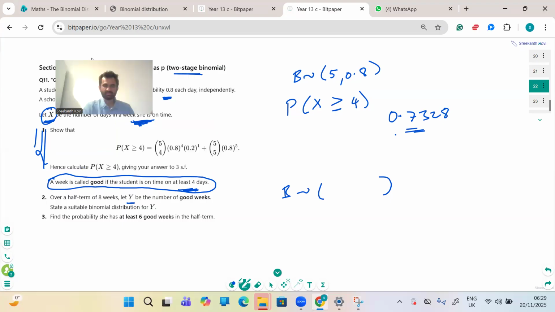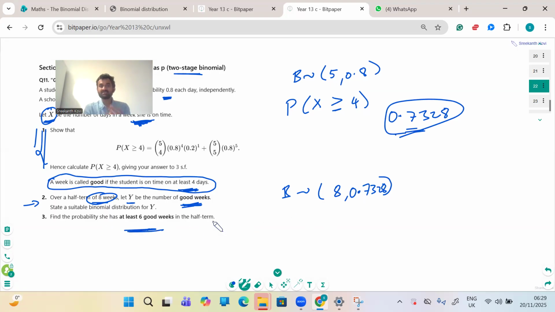Now we go to the next variable. Let us try to understand. This is a completely different context. Over a half term of 8 weeks, let Y be the number of good weeks. Now the variable is the number of good weeks. The success is being a good week out of 8 weeks, so n becomes 8. We need to know the probability of having a good week. We know from the previous question that the probability of having a good week is 0.7328.